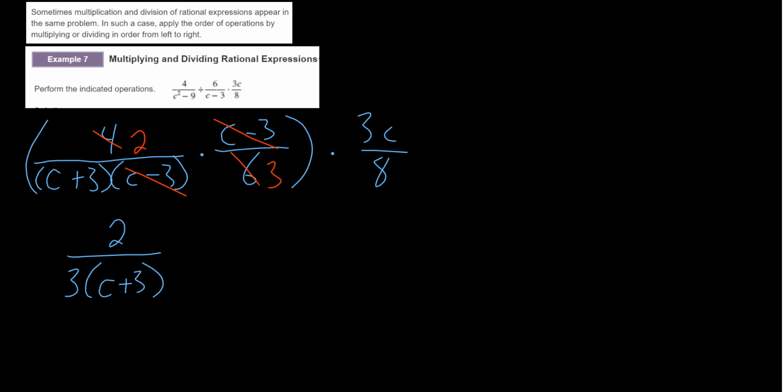Now we can look at this part. Did I write that right? So c minus 3's cancel, c plus 3's left, 2/3, everything's good. So we're going to multiply it by 3c over 8. From here, we can just multiply straight across, numerators and denominators. So 2 times 3 is 6, we get 6c over 8 times 3 is 24, so 24 times c plus 3.